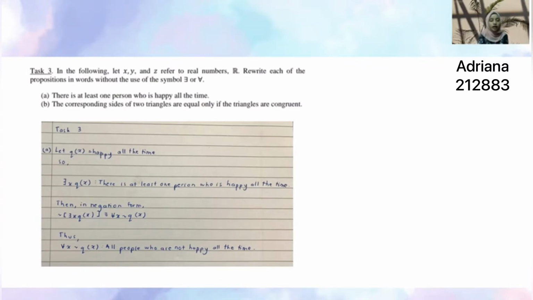In task 3, in the following, let X, Y, and Z refer to real numbers. Rewrite each of the propositions in words without the use of the symbol there exists or for all.